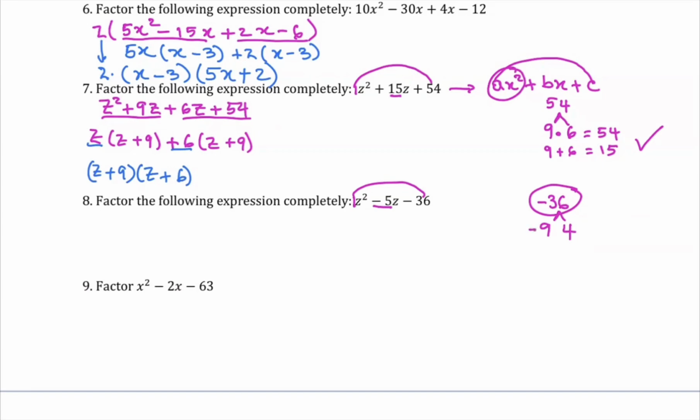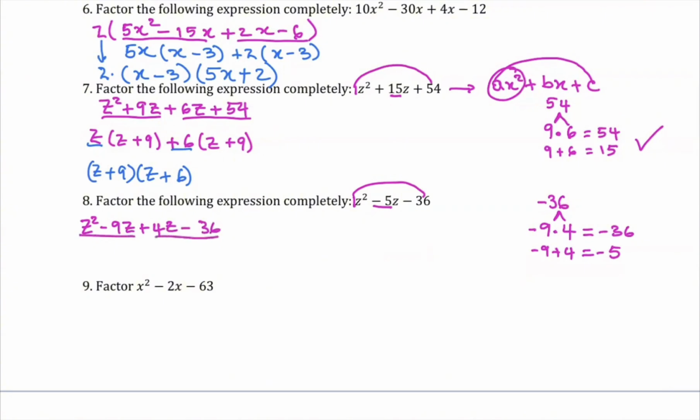So negative 9. Negative 9 times 4 clearly is negative 36. And negative 9 plus 4 is clearly negative 5. So we get the numbers. We can write the four-term expression that is needed here. So z squared minus 9z plus 4z, which is negative 5z, minus 36.